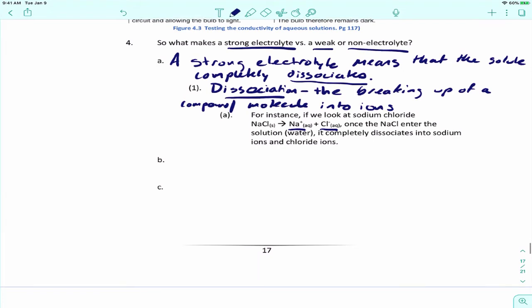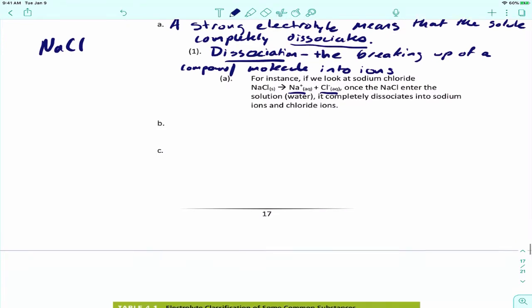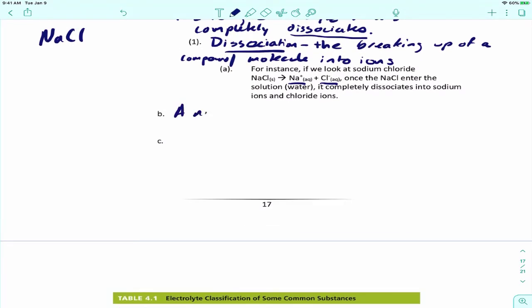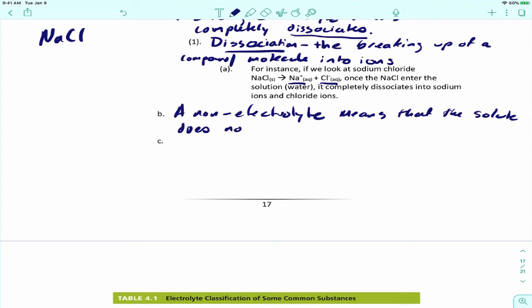Okay, so for us, for that demo, that was sodium chloride. Sodium chloride completely breaks apart into ions. Now, a non-electrolyte means that the solute does not dissociate whatsoever. Okay, so for us, the non-electrolyte, that was sucrose.